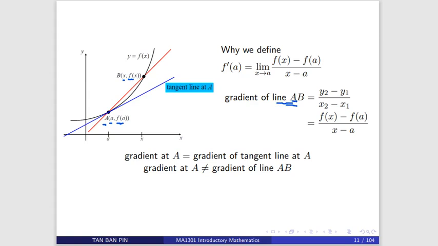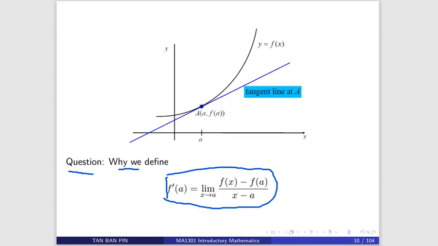Remember, if you look at the red line, it's a straight line. For a straight line, to find the gradient, it's just y2 minus y1 over x2 minus x1. So y2 is f(x), y1 is f(a), so that's why it's f(x) minus f(a) here, then x minus a, because at B the x value is x, and at A the x value is a. So now you see why you have this fraction.